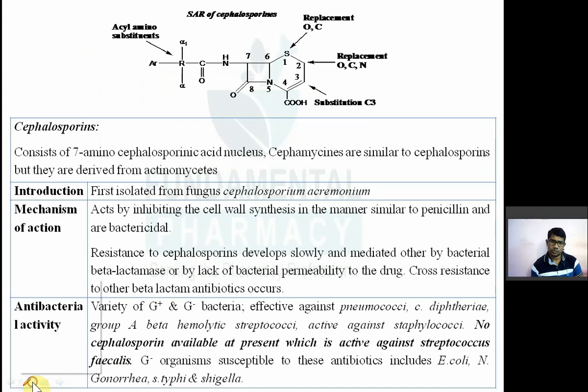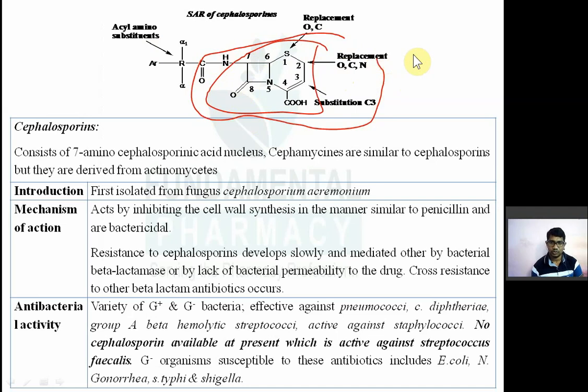General structure of your cephalosporins. This is the general structure for cephalosporins. This ring is known as a cephem ring. In case of penicillins, you have a penam ring. In case of cephalosporins, you have a cephem ring. And this part is known as 6-aminopenicillanic acid in penicillins.